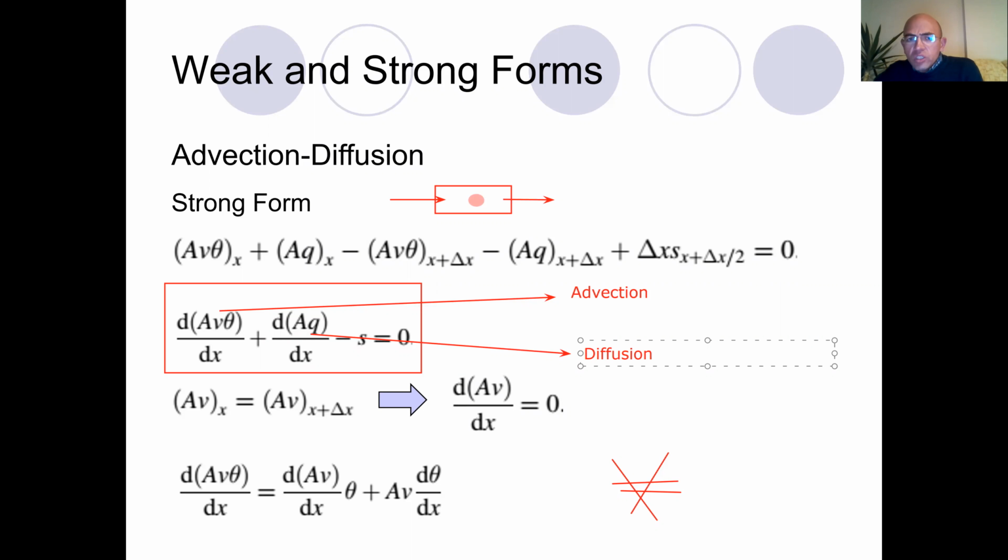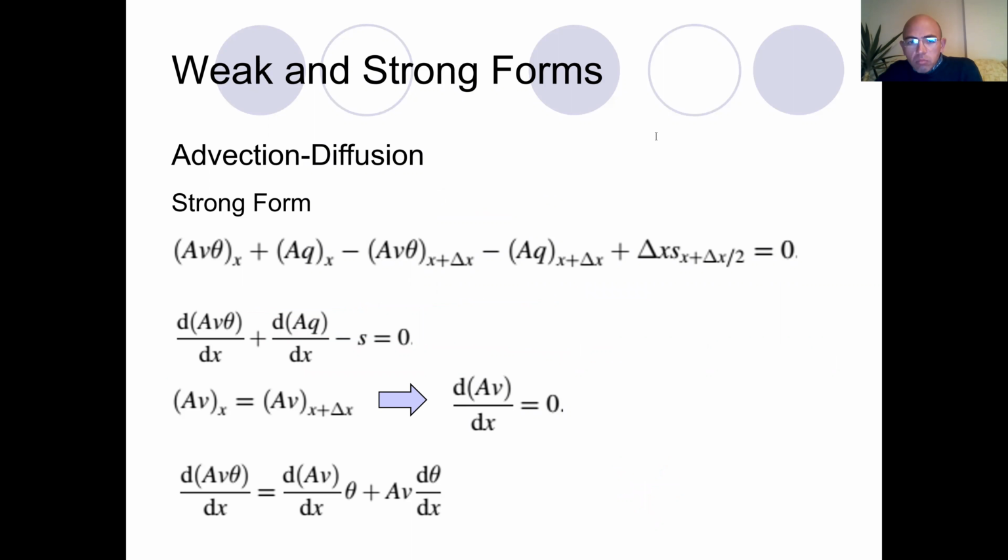So this is why this equation is called the advection diffusion equation. Certainly we have the prescribed displacement and flux boundaries. Now if the incoming and outgoing areas and the velocities are equal, then d(AV)/dx is equal to 0.